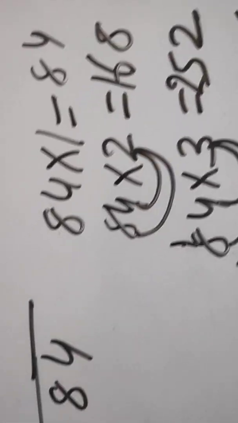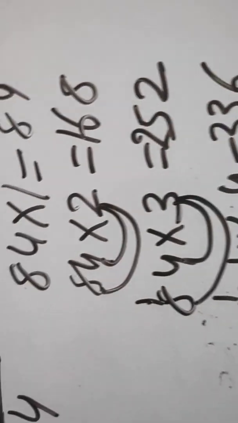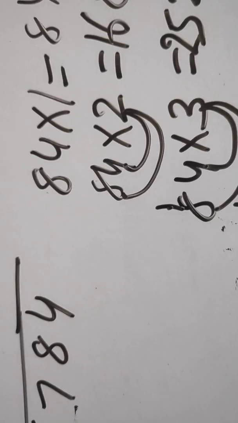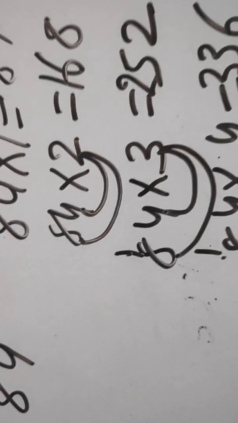This is the method when you don't want to apply the trick. Then you will simply multiply the same divisor up to 10. Firstly 1, then 2s, then 3s, up to 10 you will multiply.